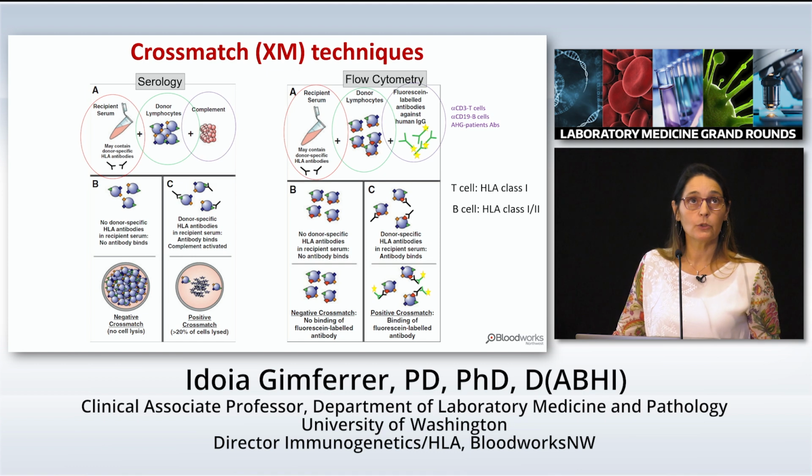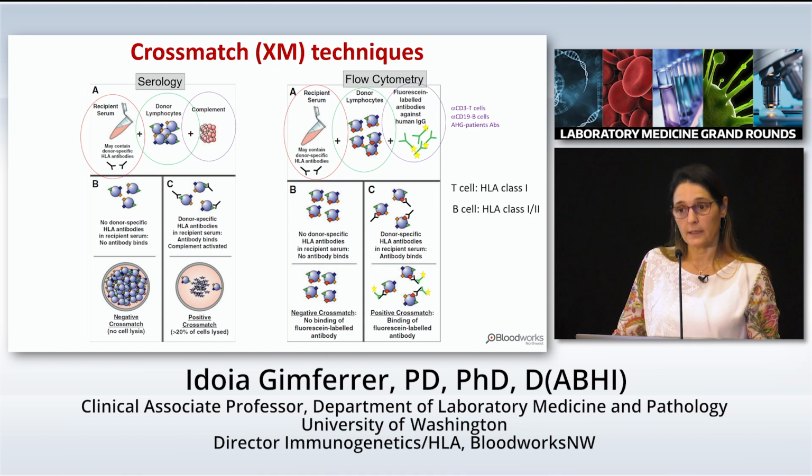For serology, you will use complement. We all know the antibodies can activate the classical pathway of the complement and kill, and then you will see how the cells die through the complement cascade. And for flow, you use markers, basically antibodies against some receptors, so you can separate the cells.